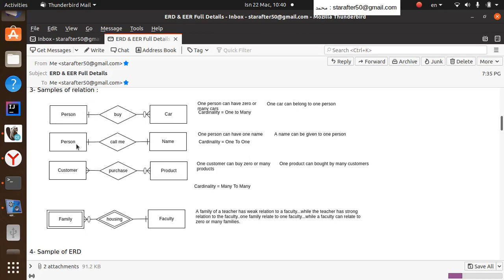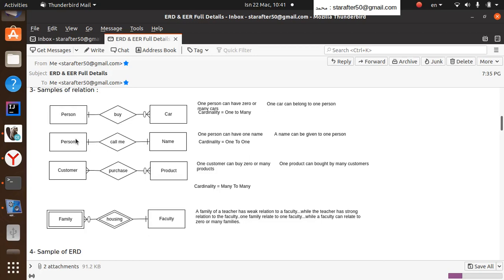Let's see another example. Person and name. One person could have one name. It cannot have zero names. There is no person with zero names. And one person cannot have many names. At the same time, one person has one name only.